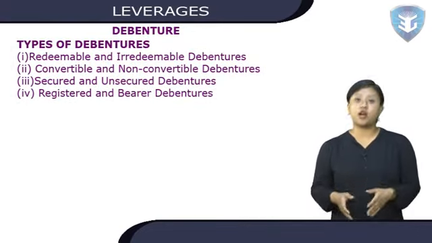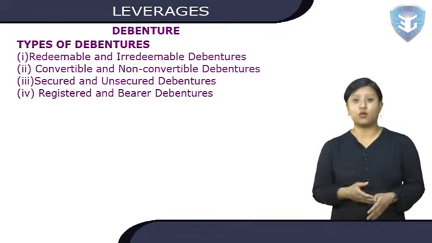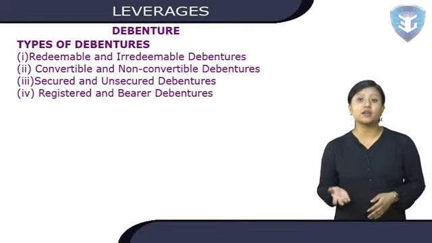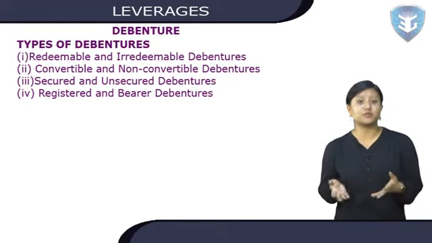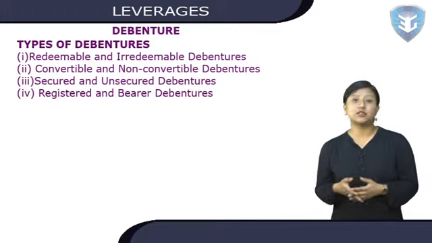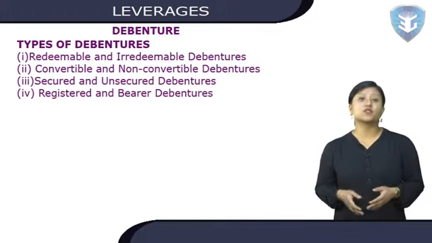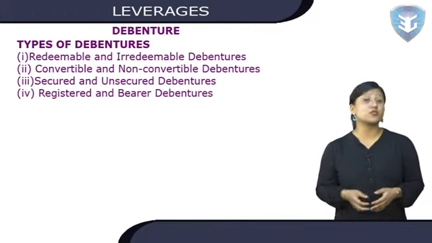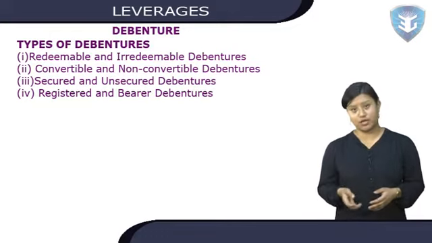The debentures which are repayable on a specified date are called redeemable debentures. On the other hand, there is no fixed time by which the company is bound to pay back the money in the case of irredeemable debentures. Convertible and non-convertible debentures. The holders of convertible debentures are given the option to convert their debentures into equity shares.